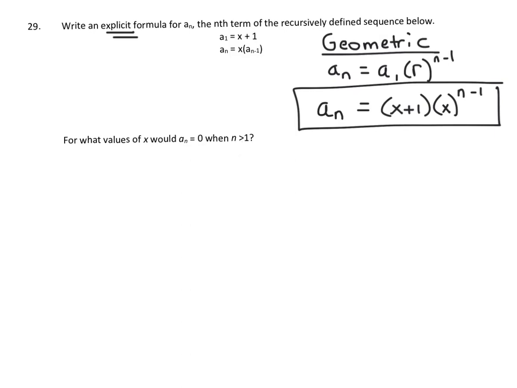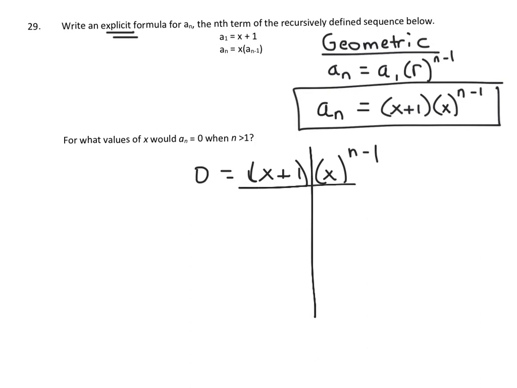Okay, so let's see here. Basically, we want to know when a sub n would be equal to 0. So let's take this and replace it with a 0. I'm going to write this as 0 equals all of that. When we have an equation set equal to 0, usually we factor it and make a t-chart, but this is already in factored form for us. This is one factor, and this x to the n minus 1 is your other. So let's jump right into making a t-chart.